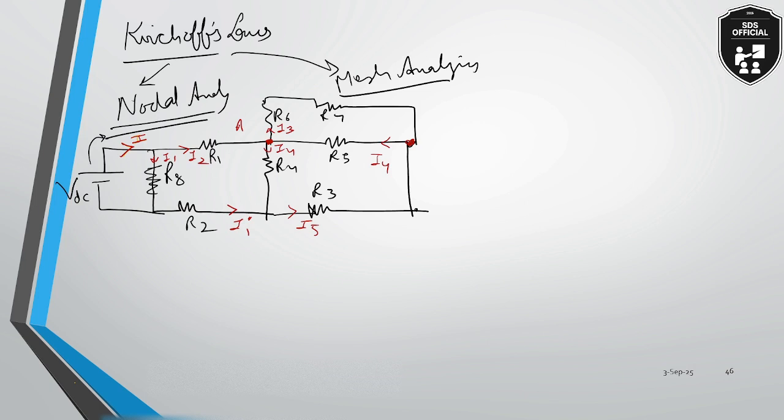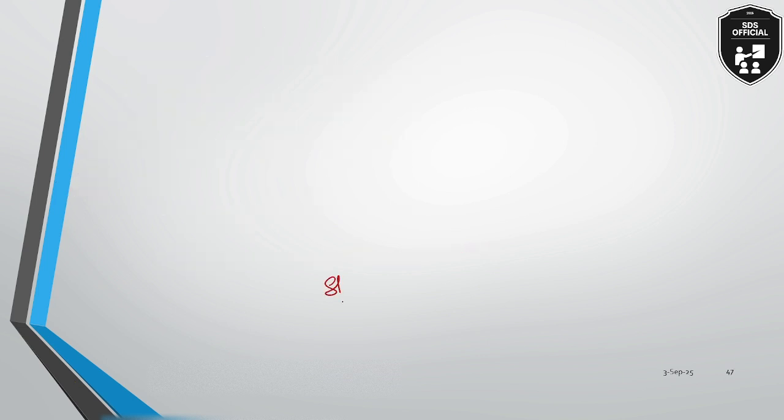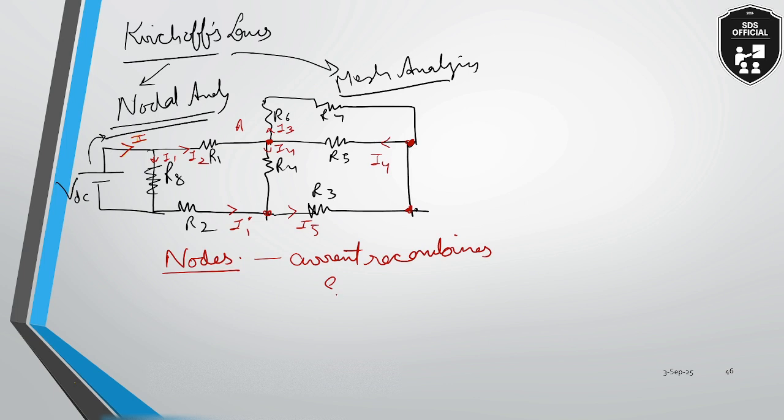These dots that I am making are known as nodes. Nodes means where certain elements are joined together. These points are known as nodes. Now, the current sometimes recombines at nodes, and sometimes it splits from these nodes.